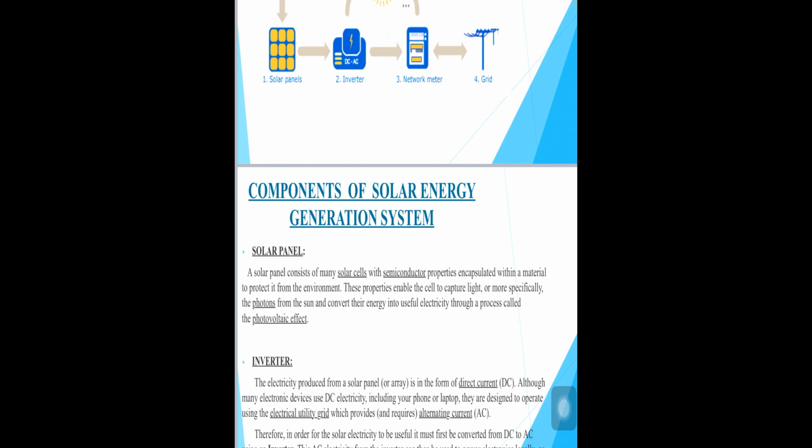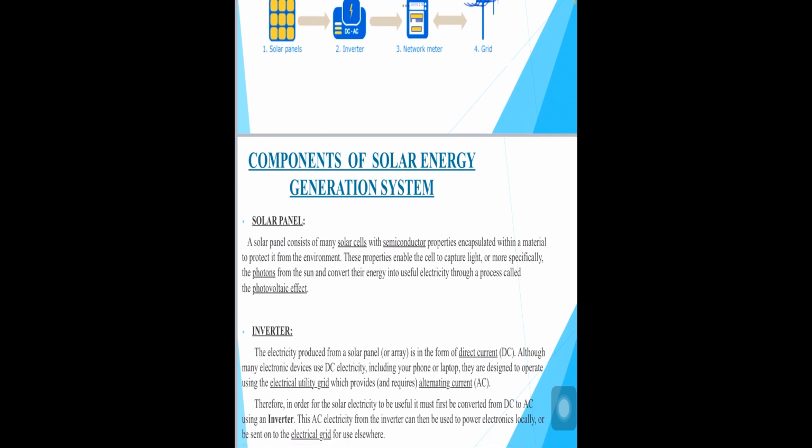So the different components of a solar energy generation system start with the solar panel. As we discussed, a panel consists of different solar cells with semiconductor properties within a material. These properties enable the cell to capture the light, and specifically the photons from the sun are converted into useful energy through the process called the photovoltaic effect.